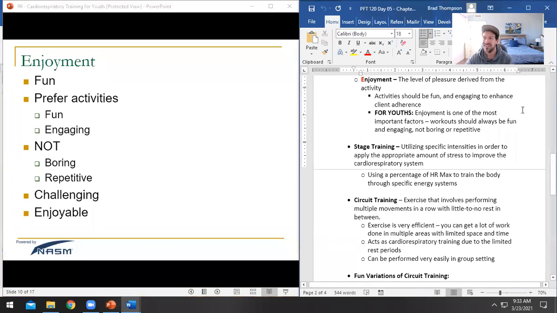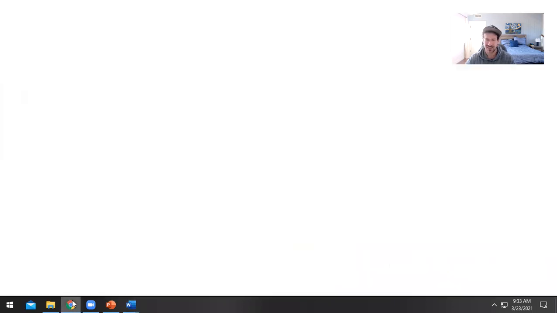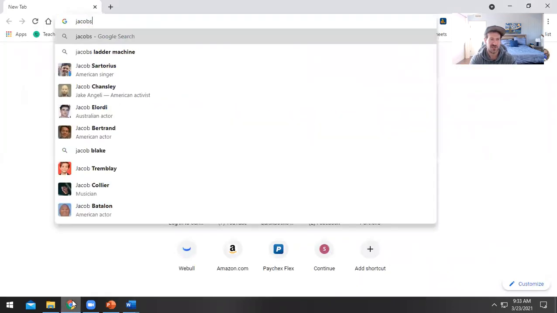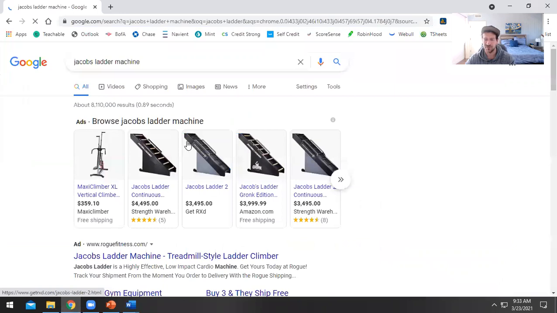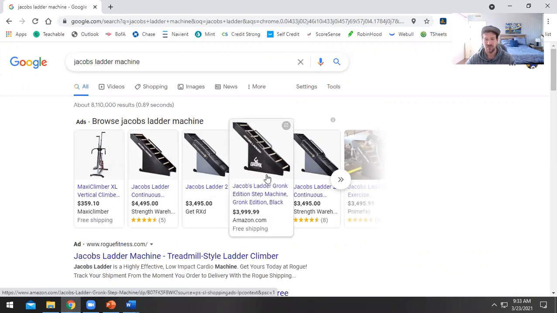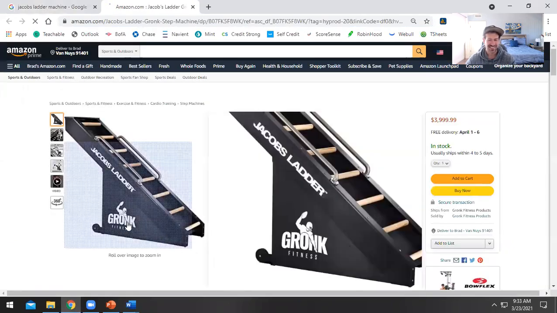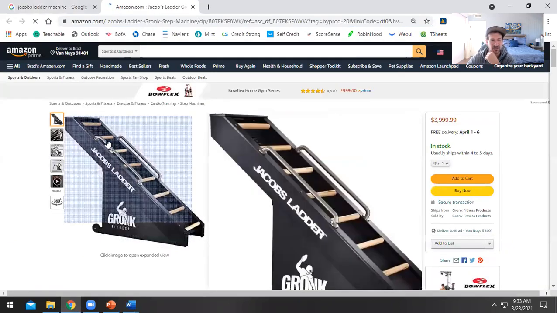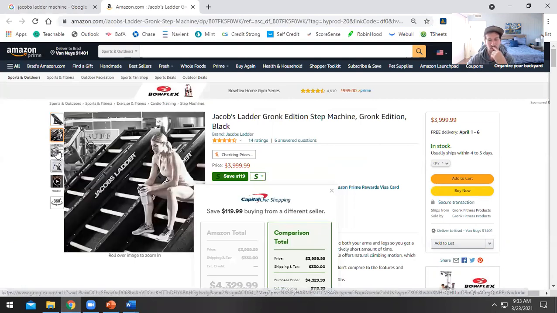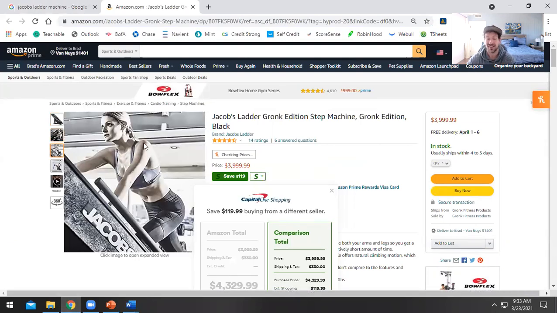I used to do this thing. We had a Jacob's ladder. Does anybody know what a Jacob's ladder is? Actually, I guess I should show you that. These are fairly uncommon, but oh good God, it's $4,000. So is that Gronk's? All right, let's click that one. What's funny is this girl is not on this machine right now, unless this version has the ability to set the time.